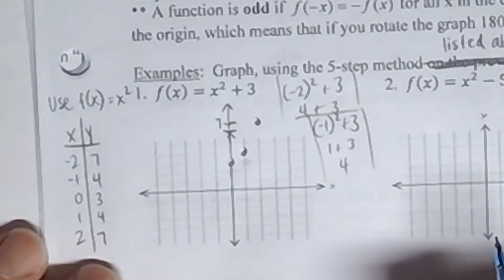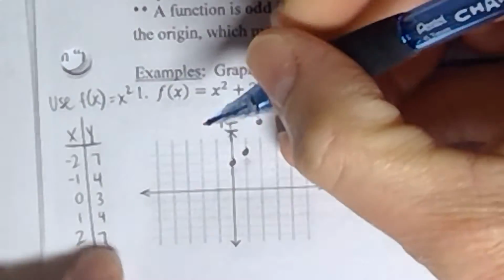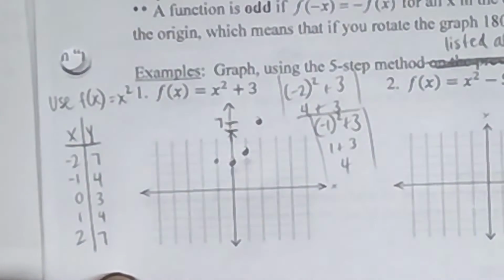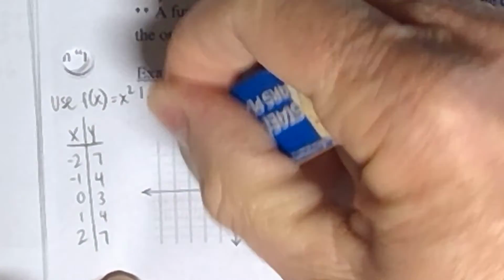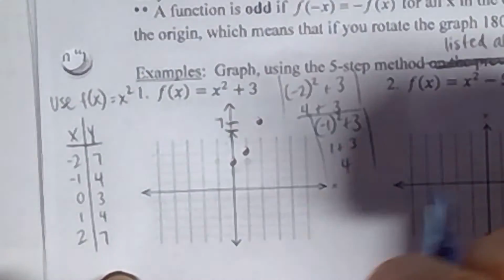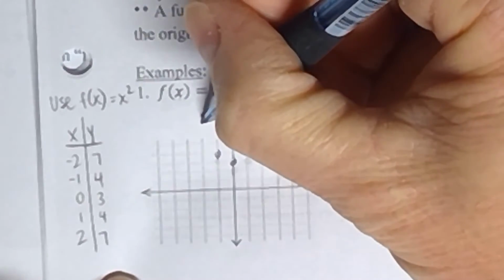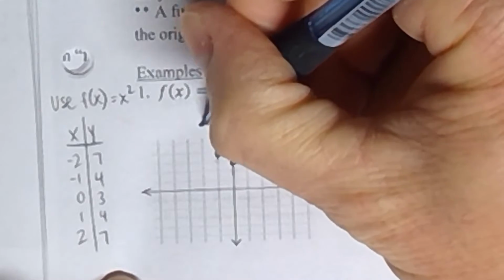Okay. And then the other 2 points, -1 comma 4. Oh, I did it again. Sorry, guys. There it is right there. And then finally 2 comma 7, or pardon me, -2 comma 7.